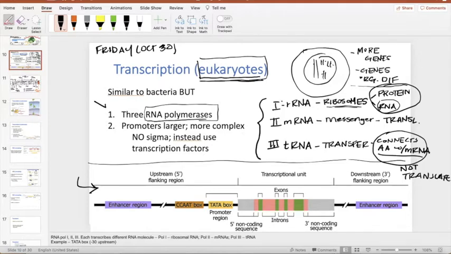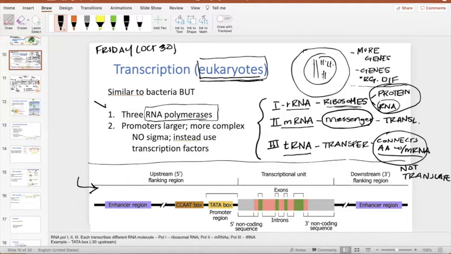So RNA polymerase 1 transcribes ribosomal RNA. RNA polymerase 2 transcribes messenger RNA, and RNA polymerase 3 transcribes transfer RNA. Of these 3, only messenger RNA is going to be translated into protein, okay?